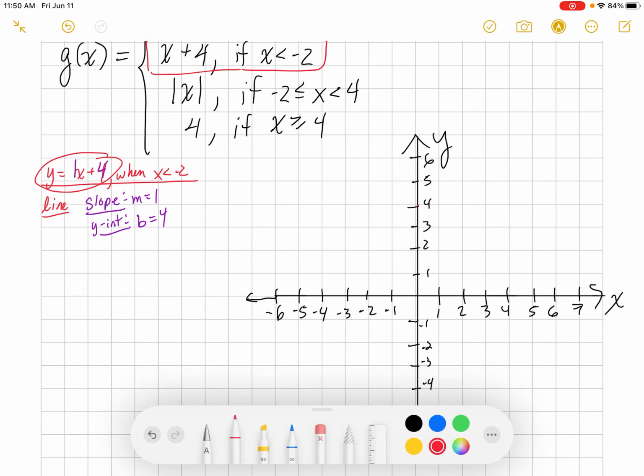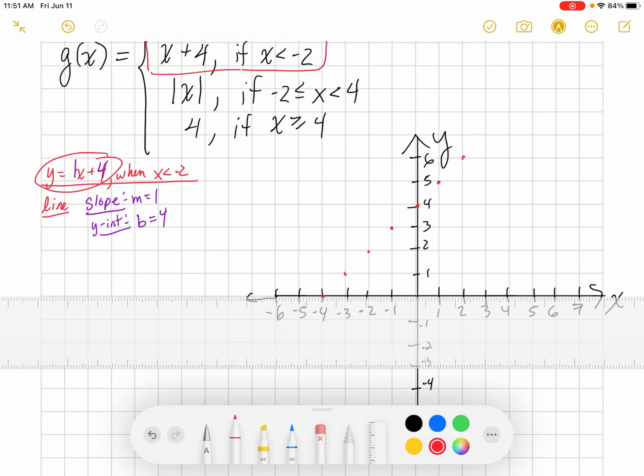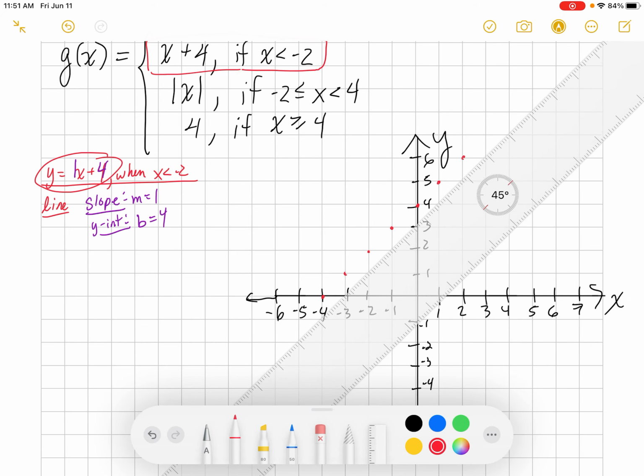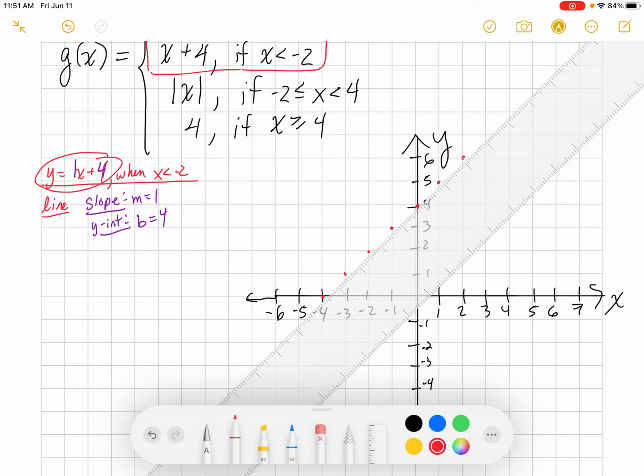So to graph this, I would start at my y-intercept, which is 4. So I'm going to do this very lightly. Imagine I'm doing this very lightly with a pencil. And I am going to go up 1. Over 1, right? Because the slope is 1, so up 1 over 1, up 1 over 1. Or you can go down one, left one, down one, left one, and so on. And then very lightly connect these.